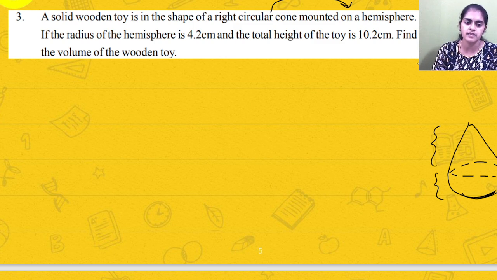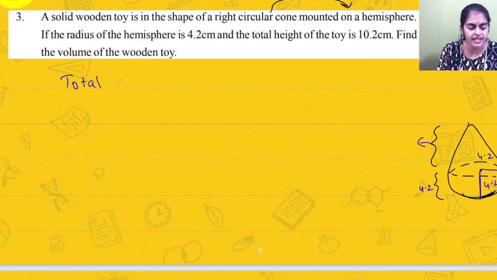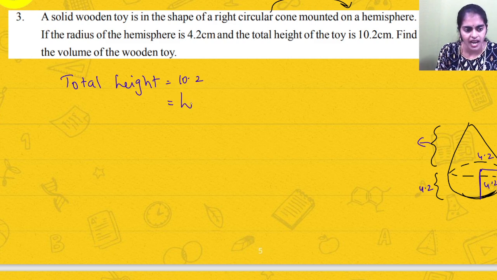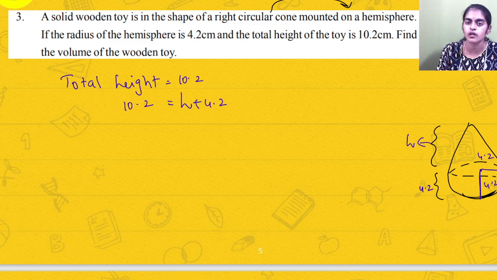If the radius of the hemisphere is 4.2, so this is 4.2. And the total height of the toy, again total height is given, is 10.2. So if the radius is 4.2, this is also 4.2, which means this part is 4.2. Now what is this part? Similar to the previous question, the total height is given as 10.2. So this total height 10.2 is equal to the height of the cone plus 4.2. So height equals 10.2 minus 4.2.